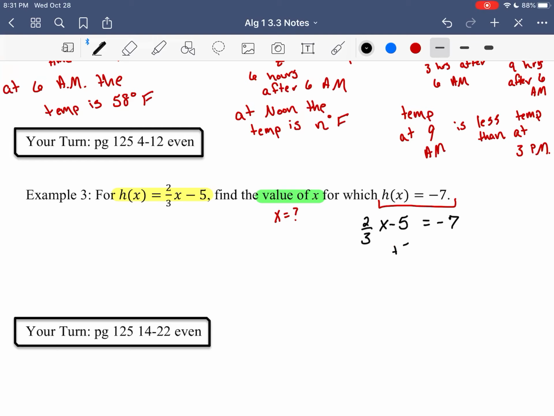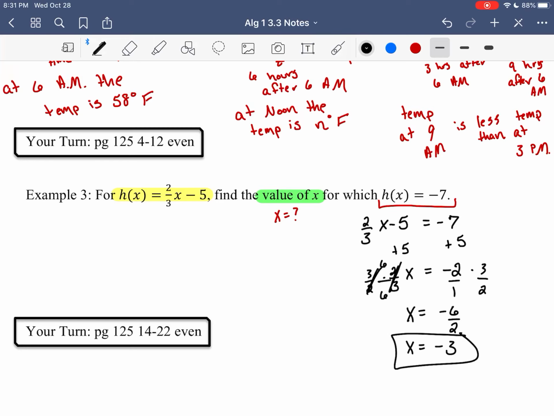Okay, so I'd have to add 5 to both sides. So 2/3 x equals negative 2. And then I could either divide both sides by 2/3. I think I'm going to multiply both sides by the reciprocal, 3/2, because I think multiplying by fractions is easier. Those two multiplied give me 6 over 6, which is 1. So we have 1x equals, this is negative 2 over 1. If I multiply this across, I'd have negative 6 over 2, which is negative 3. X is negative 3.